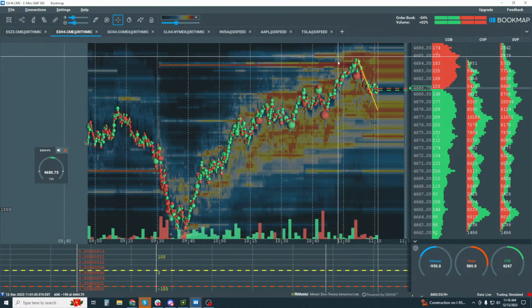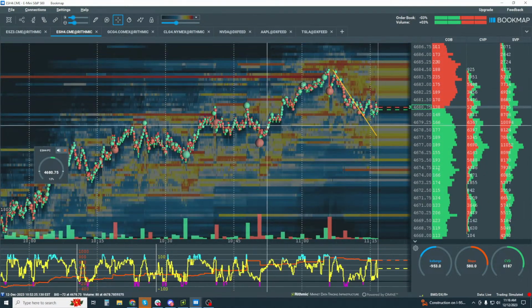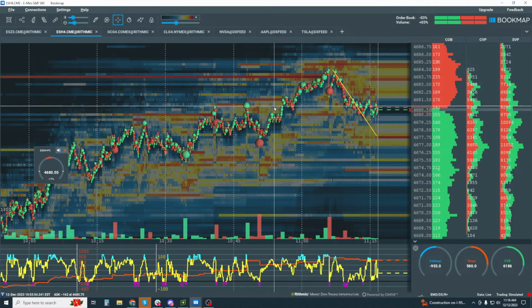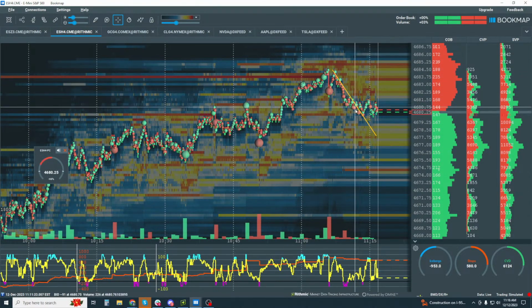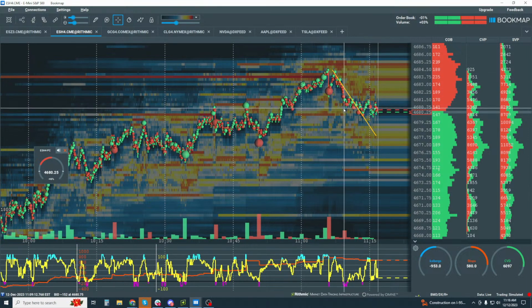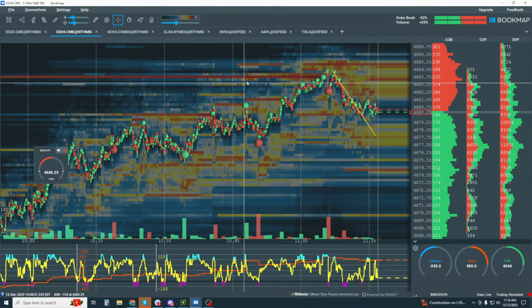I mean, it makes sense. We've traded up into high liquidity up here. And we do see it starting to kind of slow down in here, and then it kind of picked up in here a bit. But we do see a bit of selling, more so than in this area in here.